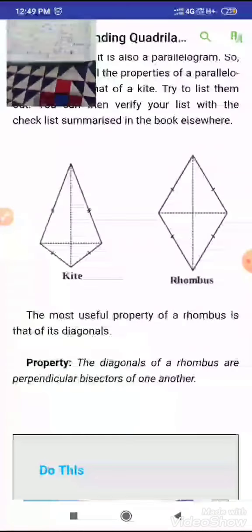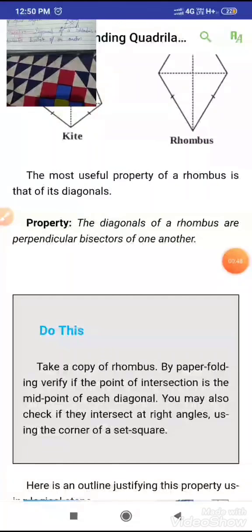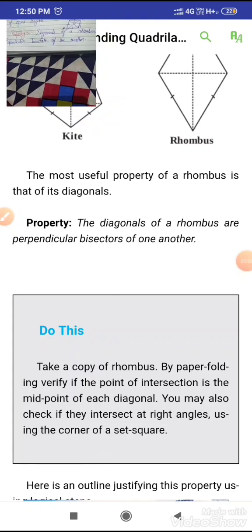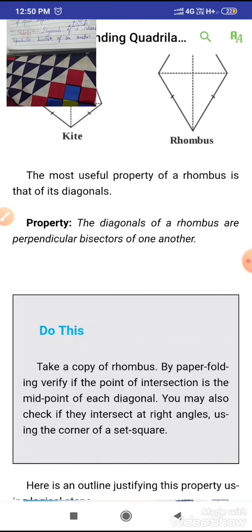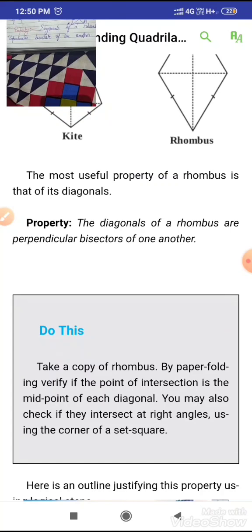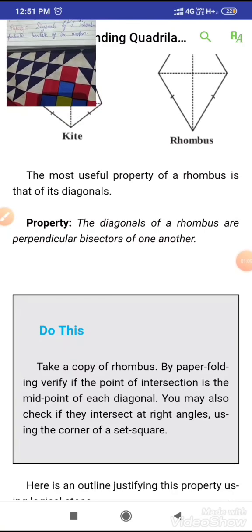Here, one of the important properties of a rhombus is that the diagonals of a rhombus are perpendicular bisectors of one another. Perpendicular bisector means the diagonals of a rhombus intersect each other at 90 degrees, and this point of intersection lies at the midpoint of the diagonals.